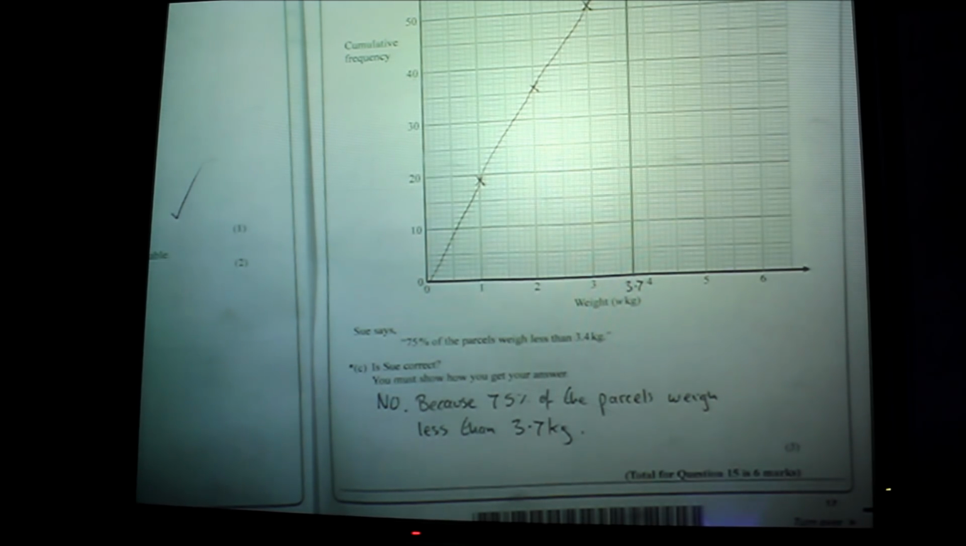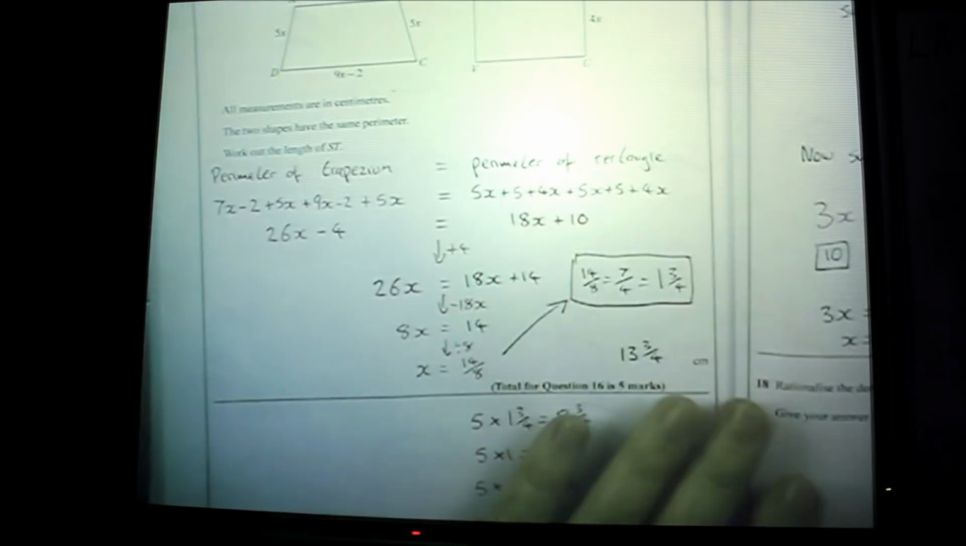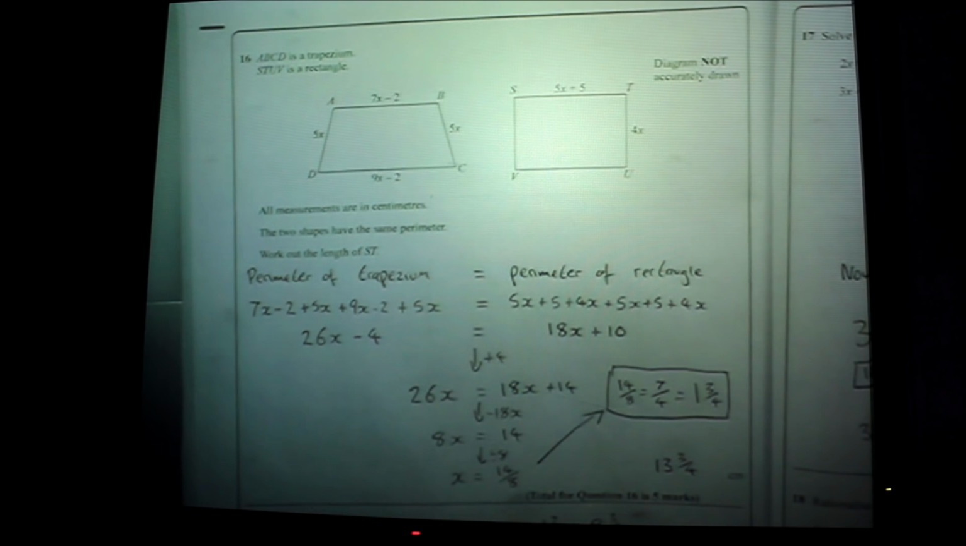You might have got 3.6 or 3.8 depending on your graph, but that's how you answer that. 6 months. Moving on. What have we got here?